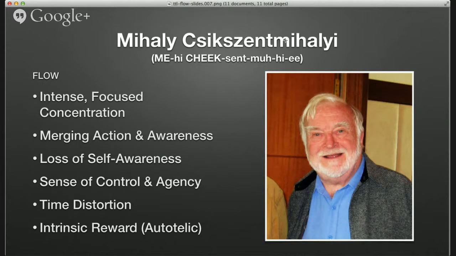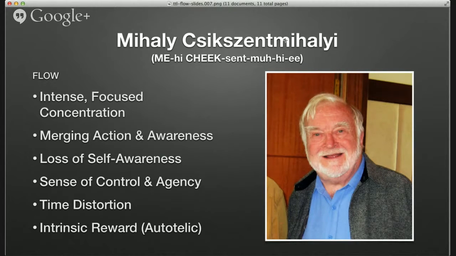So there's a lot of research going into this by Mihai, by things like the Flow Genome Project, which talks with artists and actors and athletes and people who routinely find themselves in a state of flow, to figure out how they get there and how other people can make use of that.